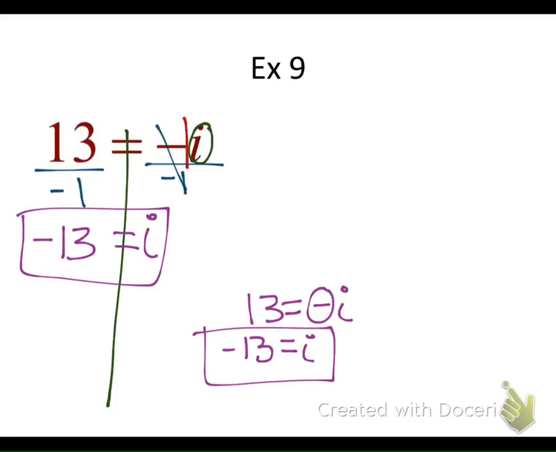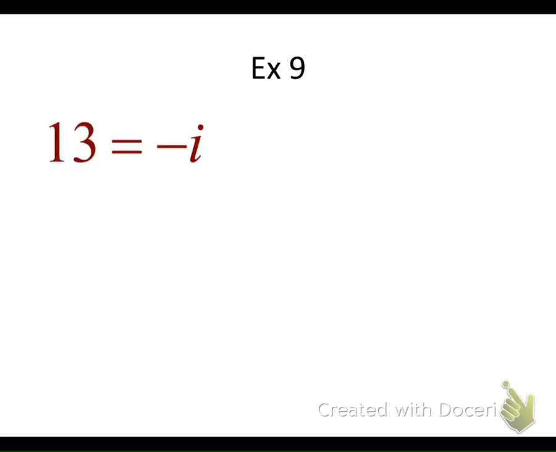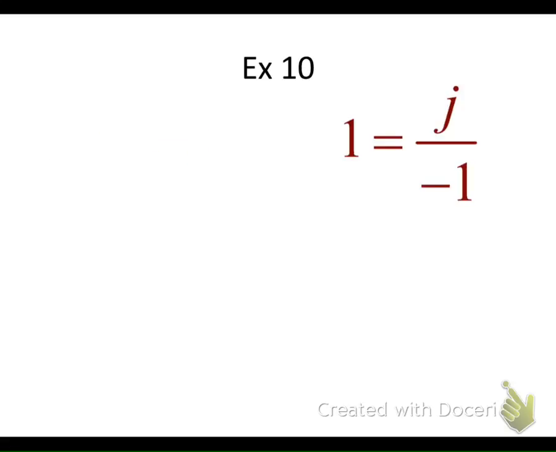All right, you ready for the last example problem? So we have 1 equals j divided by -1. Raise your hand if you can walk me through start to finish without any errors. All right, Isaiah?